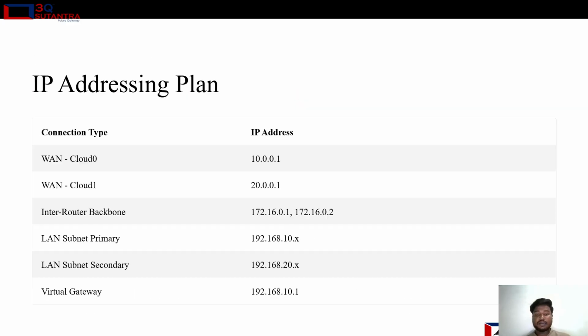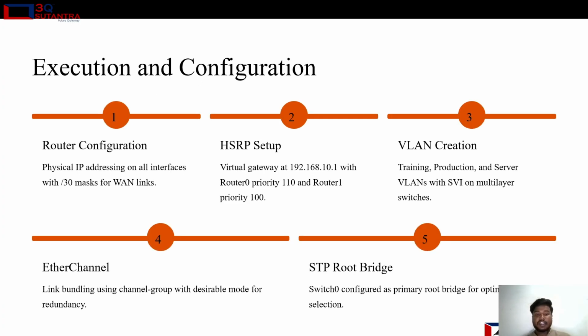VLAN is used to divide the network into similar groups. This improves performance and security. Spanning Tree Protocol is used to avoid loops. It blocks extra paths and keeps only one active path.